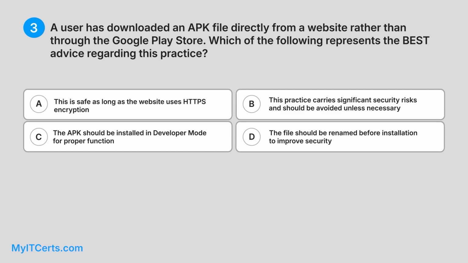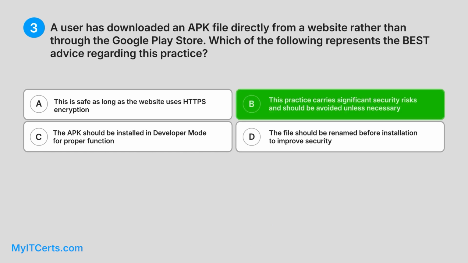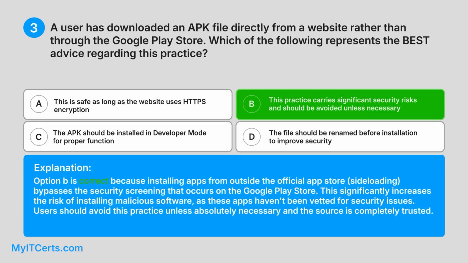Correct answer, B. This practice carries significant security risks and should be avoided unless necessary. Explanation: option B is correct because installing apps from outside the official app store, sideloading, bypasses the security screening that occurs on the Google Play Store. This significantly increases the risk of installing malicious software, as these apps haven't been vetted for security issues. Users should avoid this practice unless absolutely necessary, and the source is completely trusted.